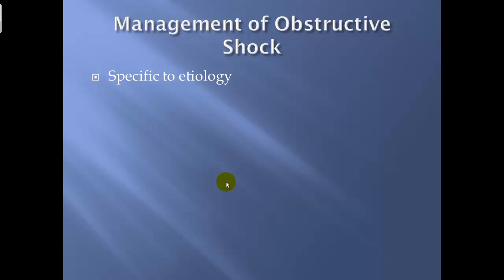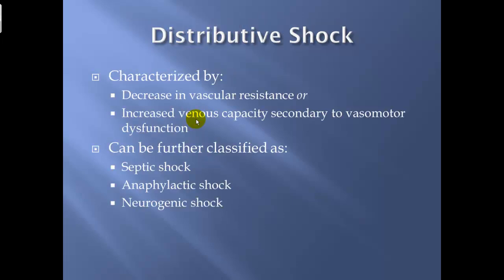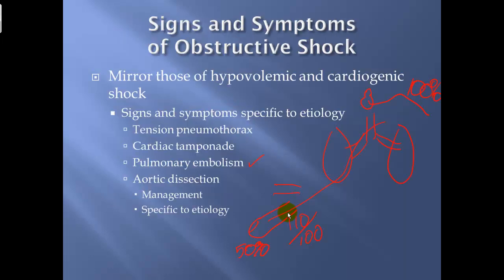Management of obstructive shock, we're going to be very specific to the etiology. Let's go back and talk about those very quickly. Tension pneumothorax, chest decompression. Cardiac tamponade is going to be a pericardiocentesis. Pulmonary embolism, if it is not a complete occlusion and no chest compressions have been done, thrombolytics may be in order. Aortic dissection is going to be surgical repair.